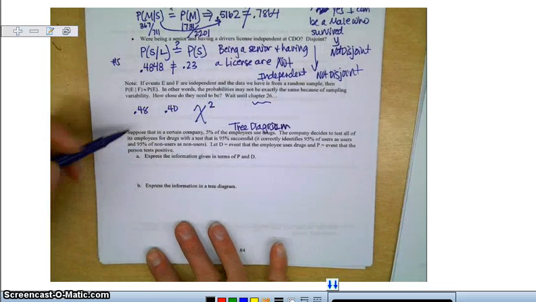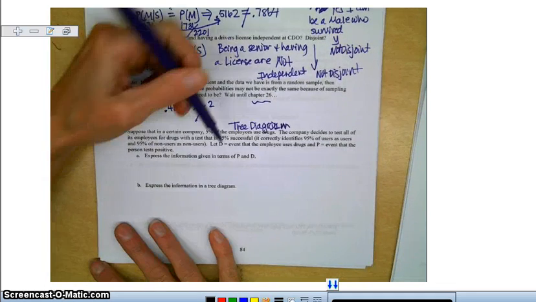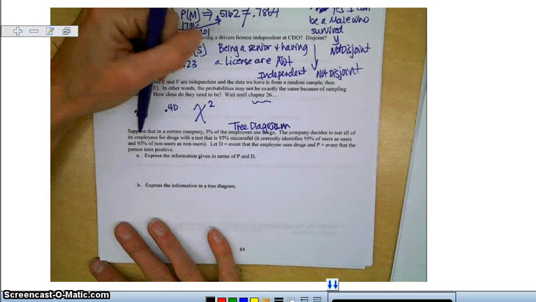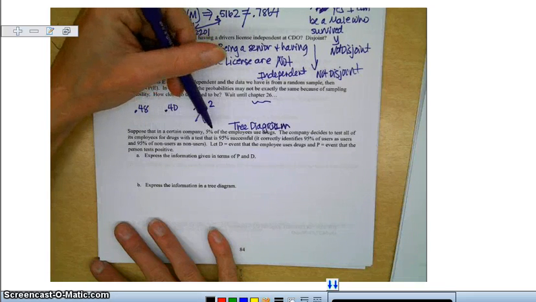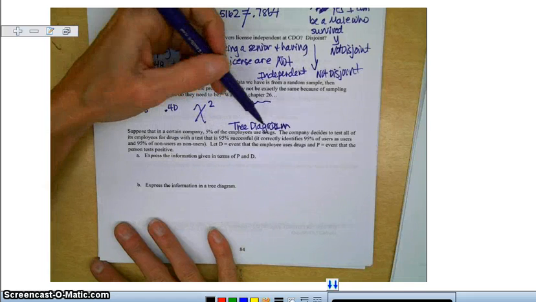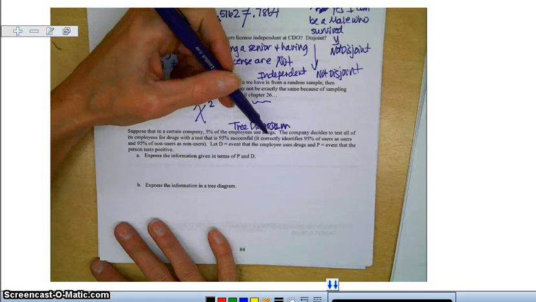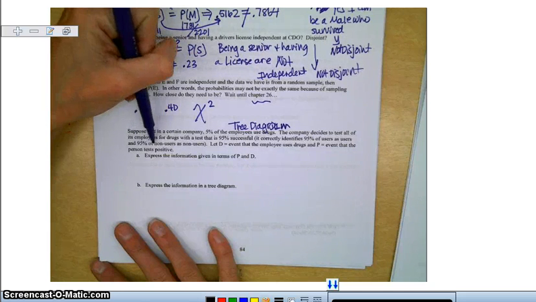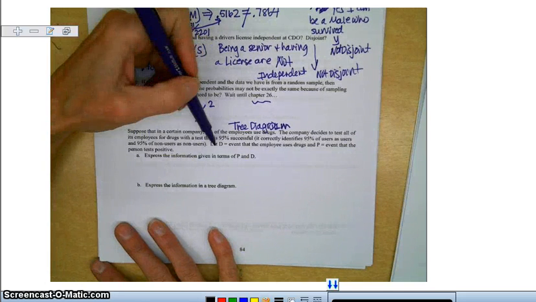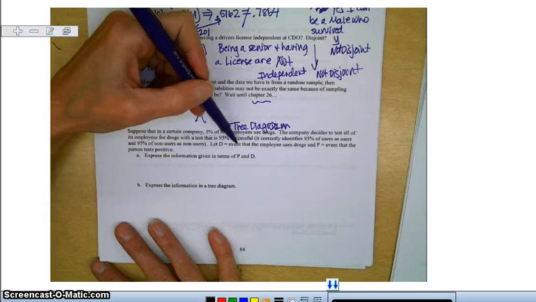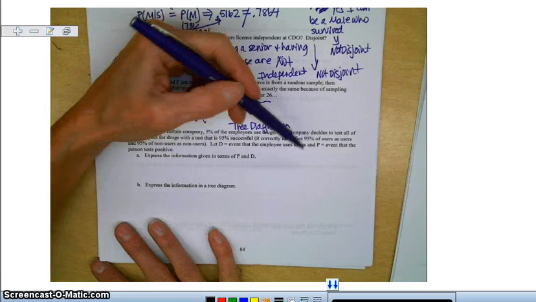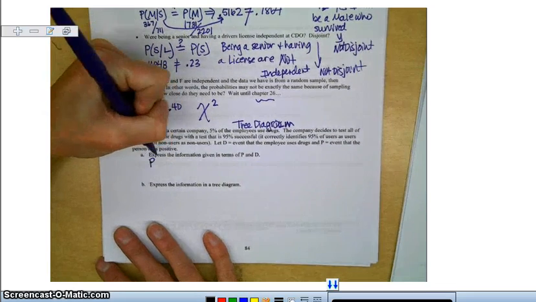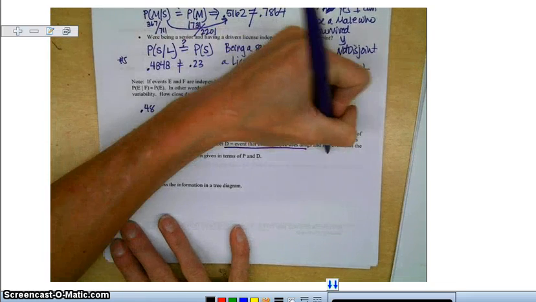All right, so suppose that in a certain company, 5% of the employees use drugs. The company decides to test all of its employees for drugs with a test that is 95% successful. In other words, it correctly identifies 95% of users as users and 95% of non-users as non-users. So let D be the event that the employee uses drugs, and P be the event that a person tests positive. These are our events, we're going to use D and P.